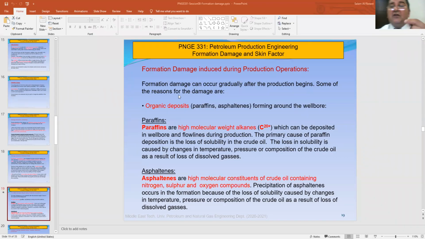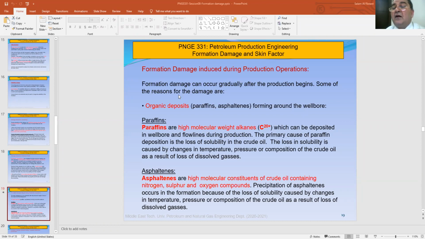Okay, so let me continue from this point. As I told you guys, the first category of the skin factor is the mechanical skin factor, and the skin factor comes from the injection process, if we have injection, and the production process. The mechanical skin factor could have the skin factor of the drilling process, skin factor of the completion process, skin factor of the workover. All of them together are called mechanical skin factor.